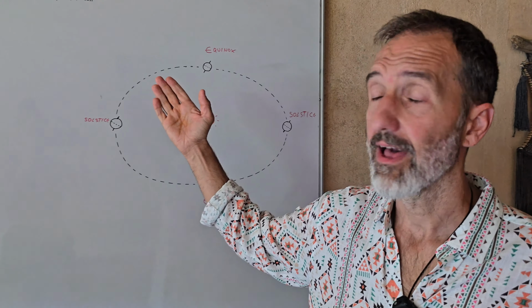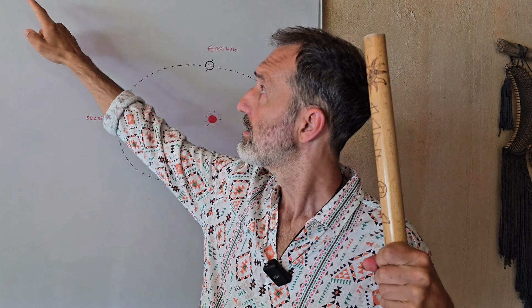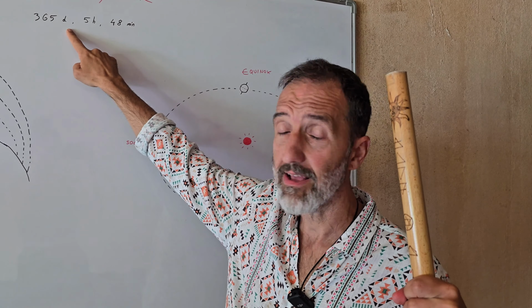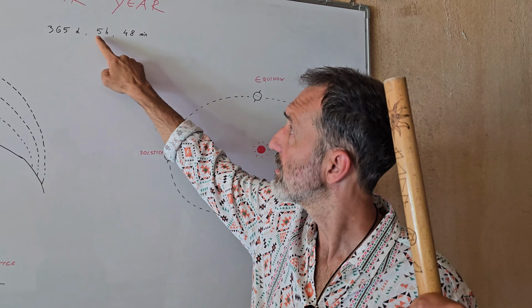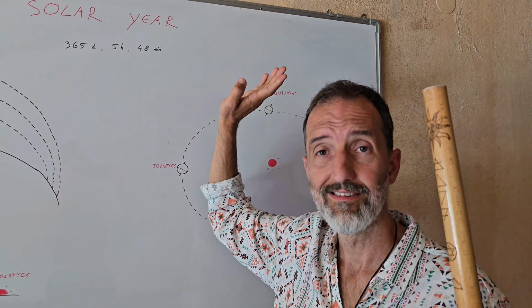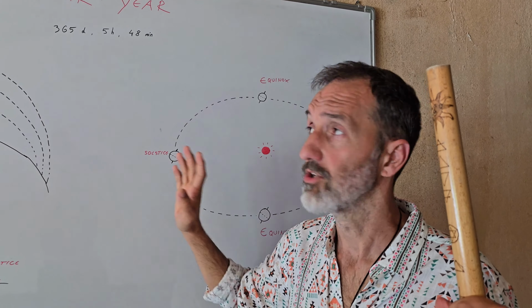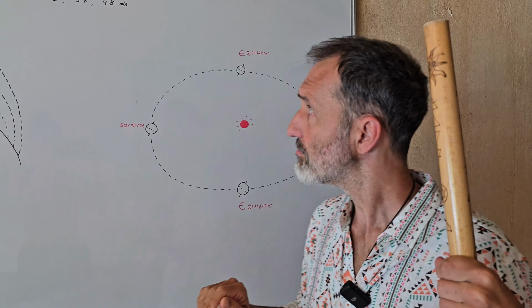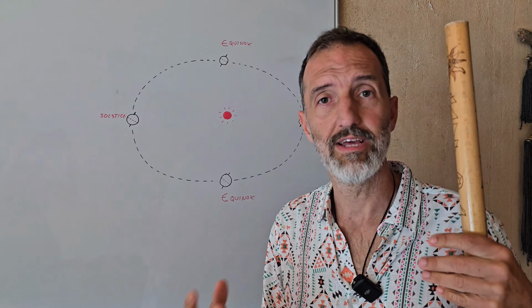How many days does one solar year have? It has 365 days, but it's a little bit longer. It has 5 hours and 48 minutes and even 46 seconds more than just 365 days. So let me explain what that means.